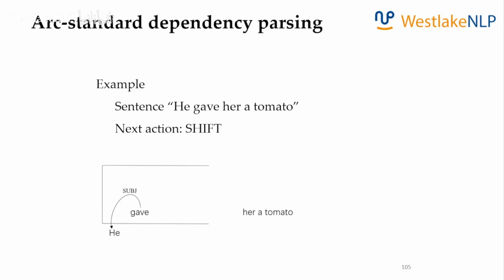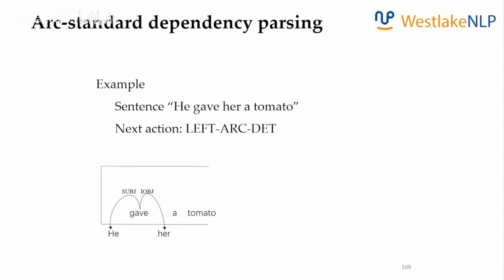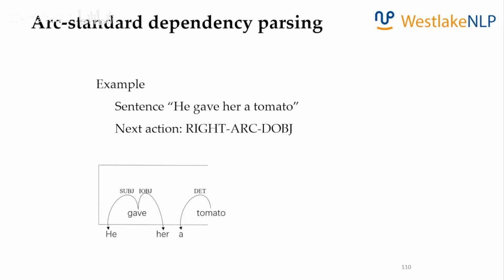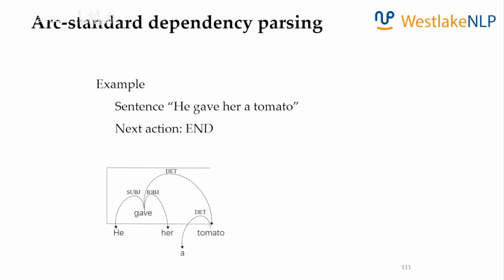And then you do shift her, and then you do right arc indirect object. Okay, indirect object of gave. And then you shift and you shift tomato, and do left arc determiner to make a depend on tomato, and then you do right arc object, so to make tomato a direct object of gave. And then you finish the parsing process. Okay. So this is a transition scheme.